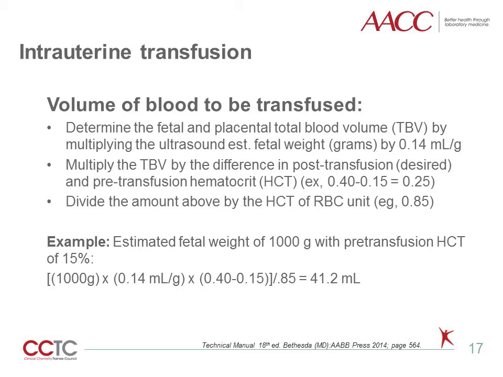One then multiplies the total blood volume by the difference in post-transfusion and pre-transfusion hematocrit. That number is then divided by the hematocrit of the RBC unit. An example would be for a fetus with an estimated weight of 1,000 grams with a pre-transfusion hematocrit of 15%. One first multiplies 1,000 grams by 0.14 milliliters per gram. The resulting number is multiplied by the difference between 0.40 and 0.15. The result is divided by 0.85, giving an RBC volume of 41.2 milliliters to be transfused.